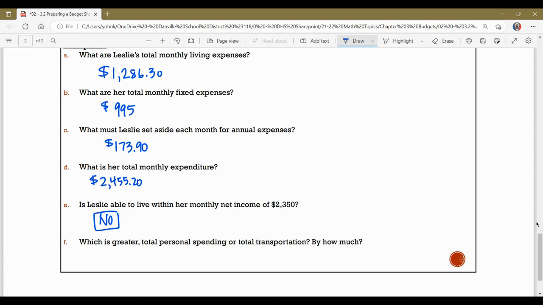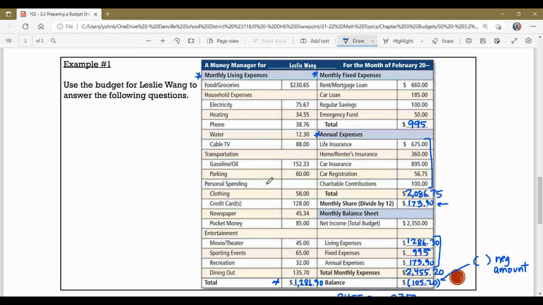Okay, the next question: which is greater, total personal spending or total transportation? All right, well, let's see. So we got spending and we got transportation. Let's see which one is greater. So let's go back up here. Personal spending is all of these numbers right here. If we add up clothing, credit cards, newspaper, and pocket money, it's 316.34.